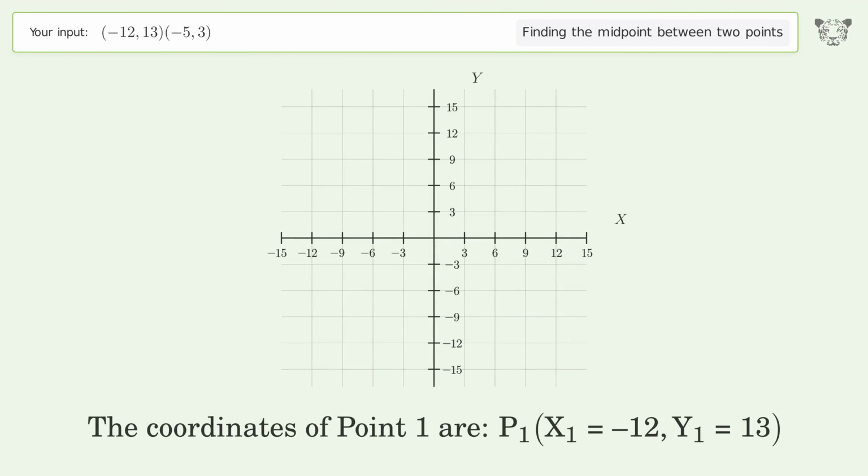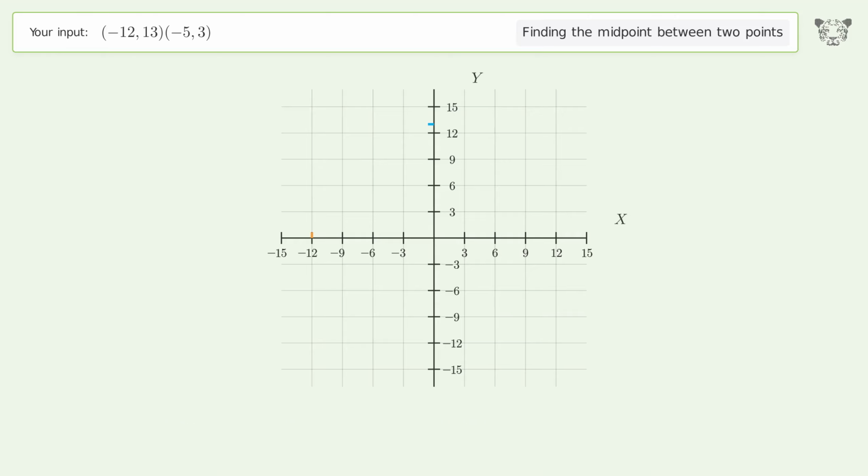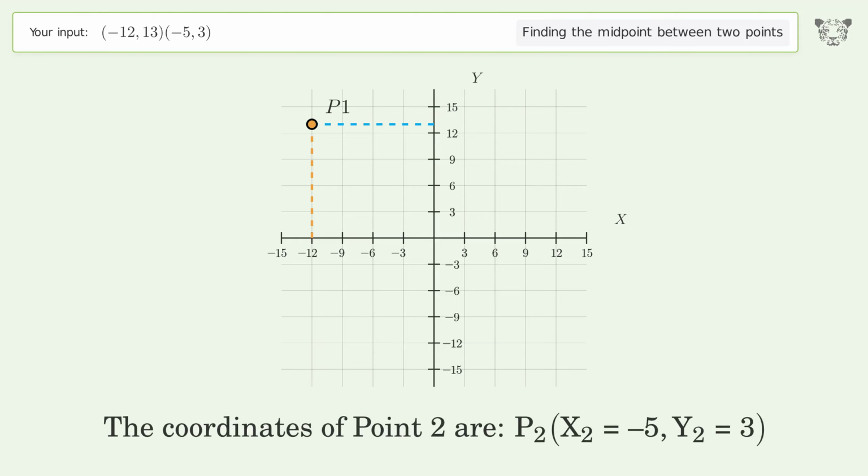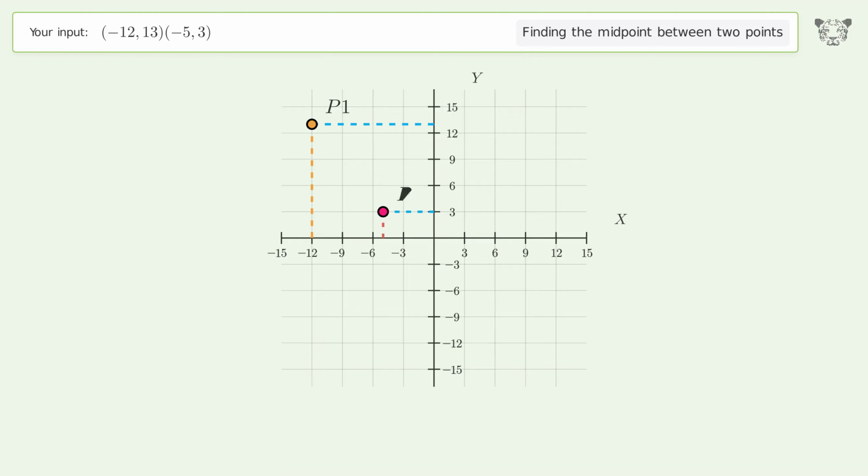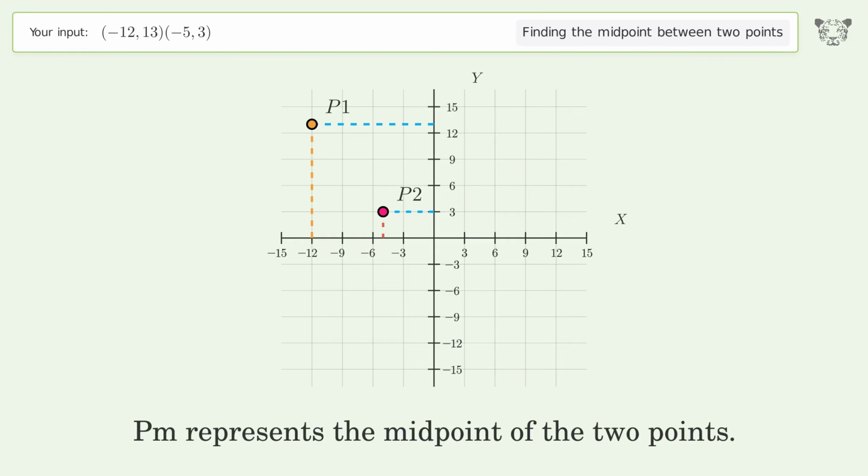The coordinates of point 1 are, x1 equals negative 12, y1 equals 13. The coordinates of point 2 are, x2 equals negative 5, y2 equals 3. PM represents the midpoint of the 2 points.